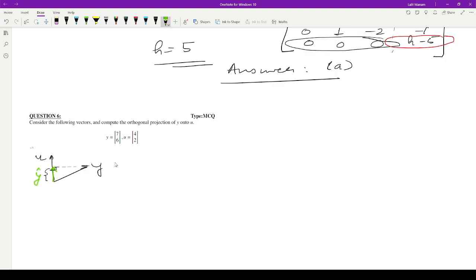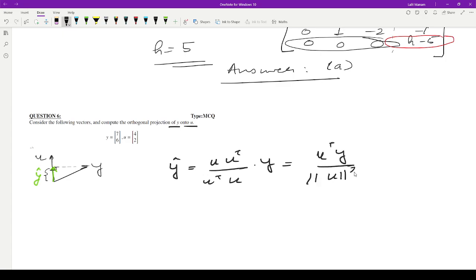Okay, so with this, how can you get the projection? We have the nice projection formula. Y hat is given as u transpose y upon u transpose u into u, where u is the vector onto which you want to find the projection of y. If we simplify it, it is u transpose y upon norm u whole squared into u.